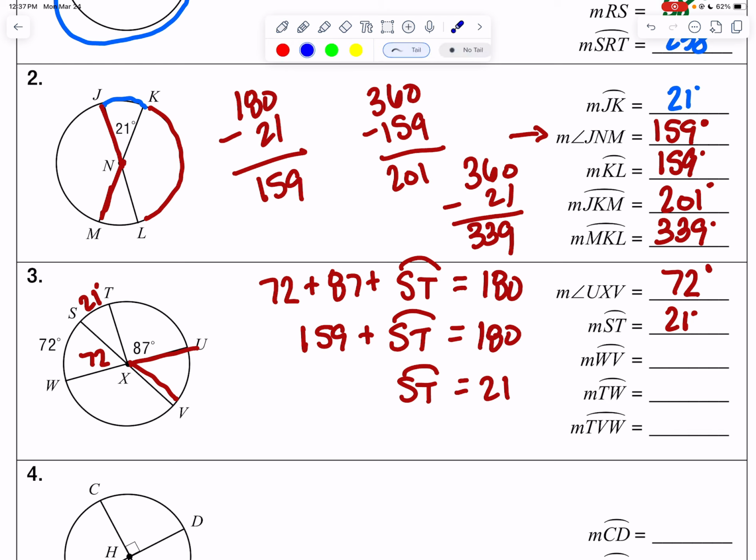WV is this one right here. So this right here is going to be vertical to this right here, and if we add these two angles up, the 21 and the 87, this is going to give us 108 degrees.